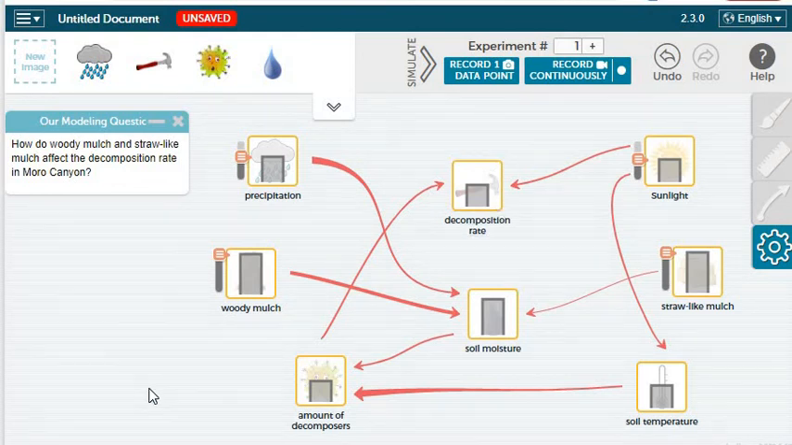You can also play with the other environmental factors that could affect decomposition as well, such as precipitation or sunlight. Does the mulch affect the decomposition rate in the same way if there is a lot of rain or a little? Go ahead and play with your model and see how all sorts of changes in the ecosystem might affect the decomposition rates of our mulch.